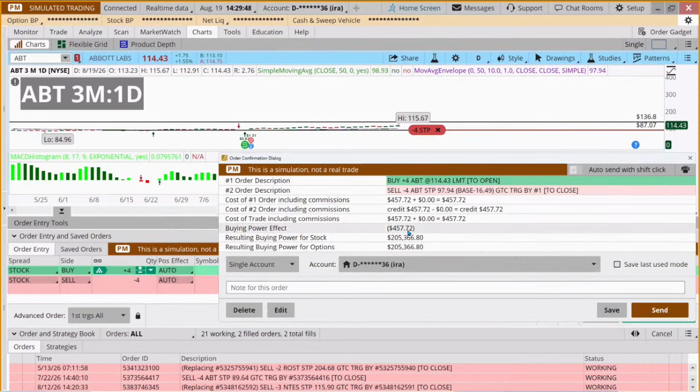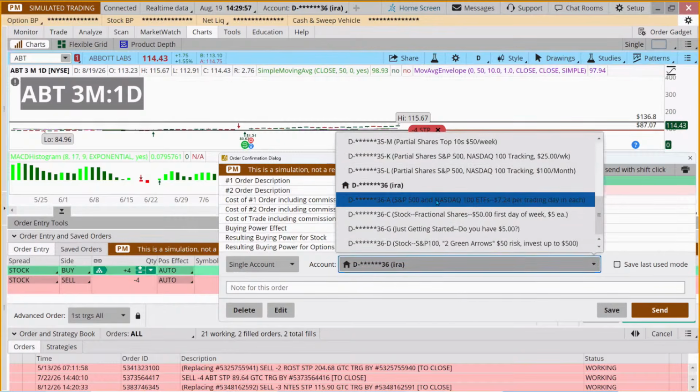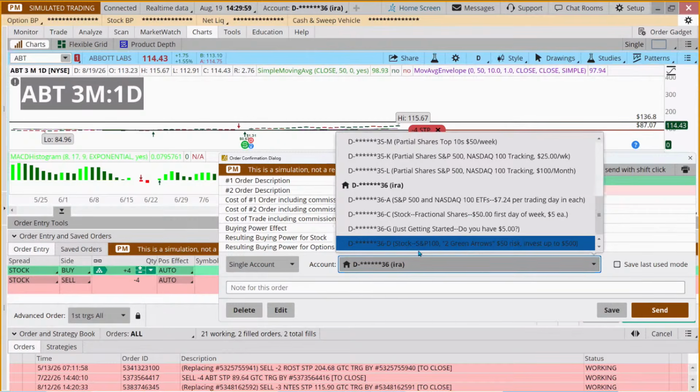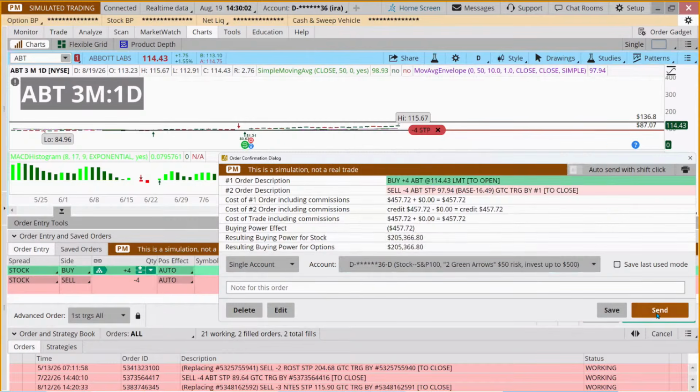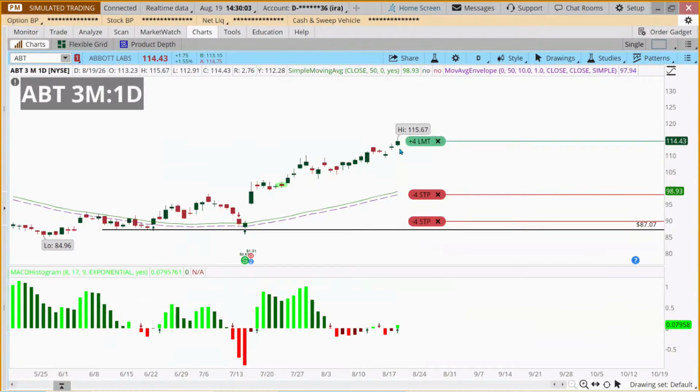And we're about $457. No guarantee to get filled at 97.94. That's just going to trigger a market order, and it could be filled significantly lower than that, particularly if it gaps. Okay, so let's put that in our two green arrow. So we've got an order on ABT. Okay, now this one happened today.